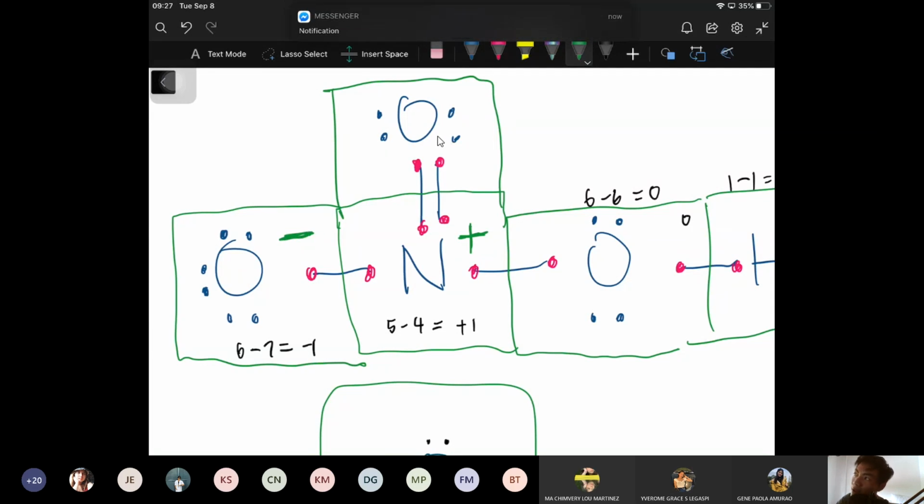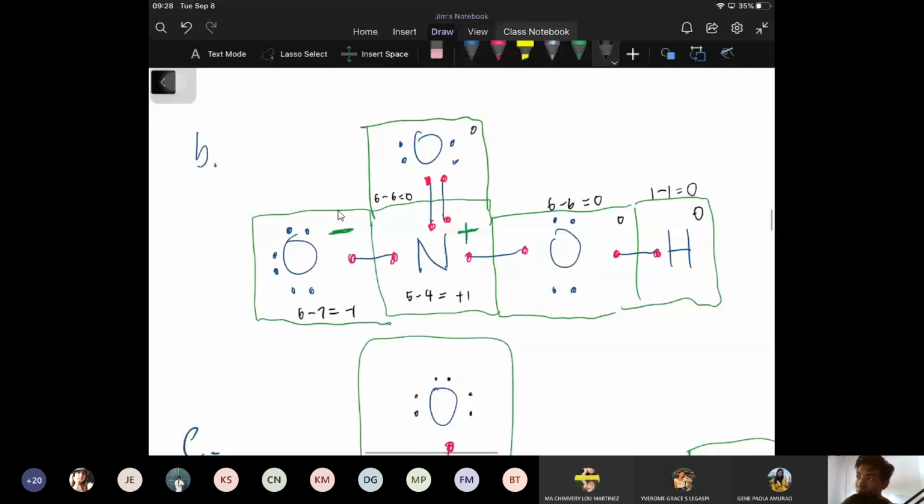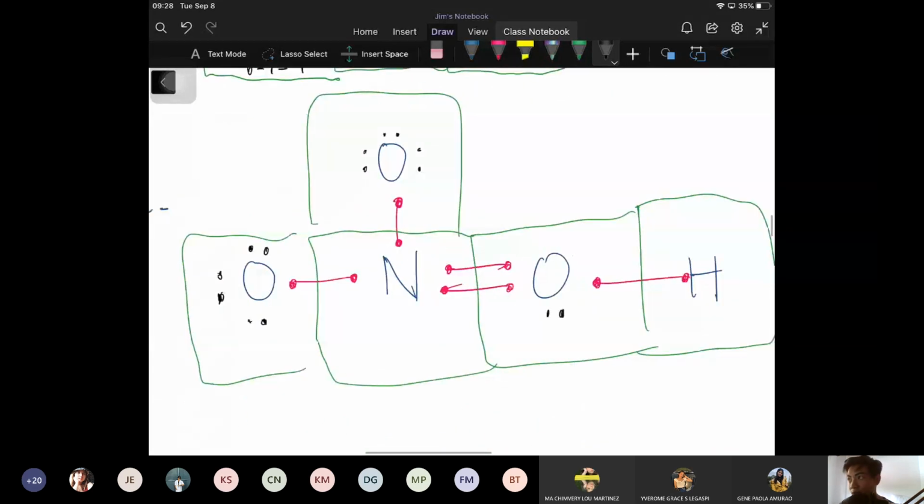How about this oxygen at the top? 0. Should is 6. Have, how many is that? 1, 2, 3, 4, 5, 6. So, 6 minus 6, 0. So, it has 0 formal charge. Okay, so that means for molecule B, my formal charge is positive for nitrogen and oxygen is negative. So, let's look at the other structure.